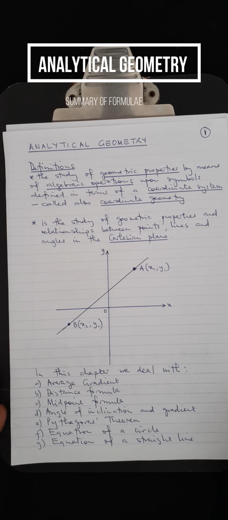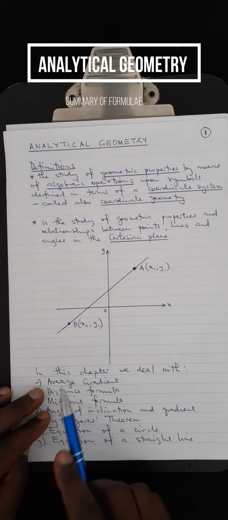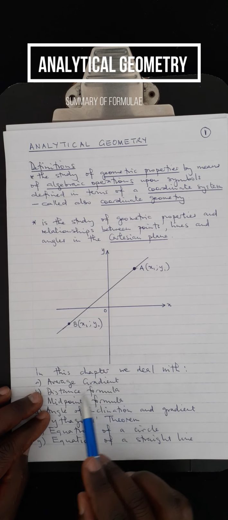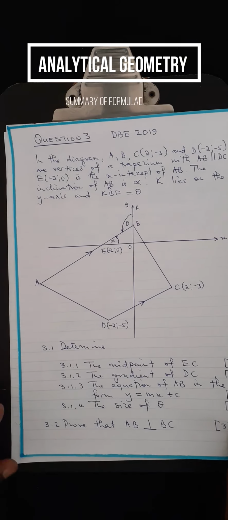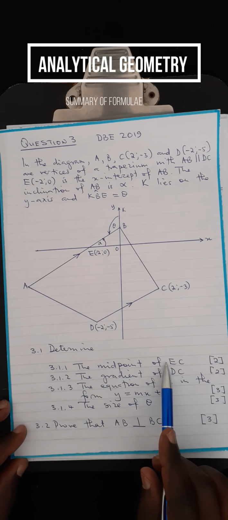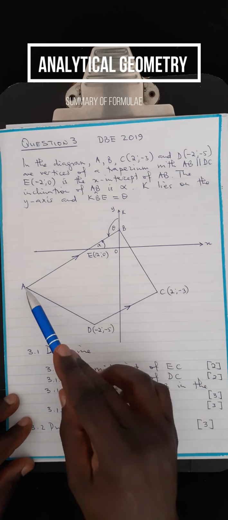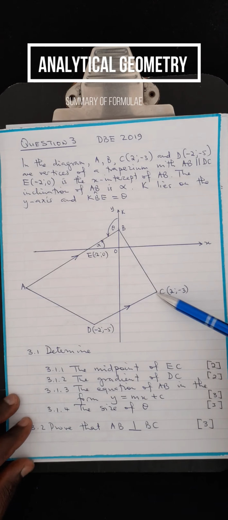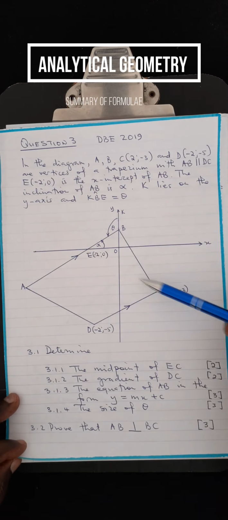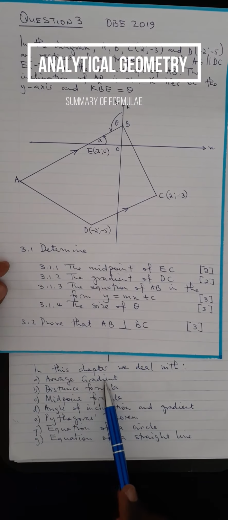Most of the questions will basically ask you to calculate or to determine the gradient, the distance. As you can see in this question here, in the question paper, we have 3.1, which reads: determine the midpoint of EC. So we've got E to C. What is the midpoint, the point in the middle of those two coordinates? We also have the gradient. So this is the average gradient.